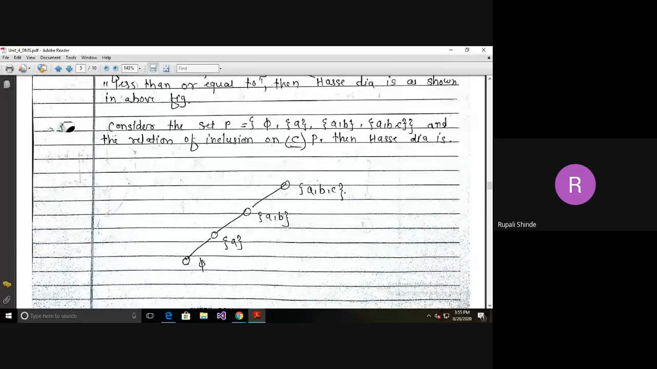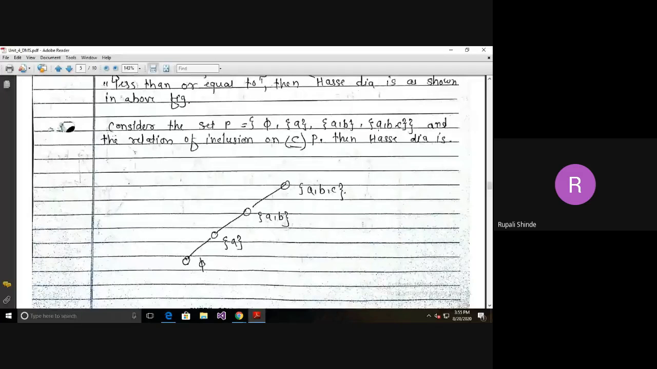Now phi is a subset of every set. That's why phi is an element of this set A. So we can connect these two sets by a direct line. Okay, that's why we have placed this line. Now next one is set A comma B. Now set A is a subset of set A comma B. That's why we have connected these two sets by a direct line.